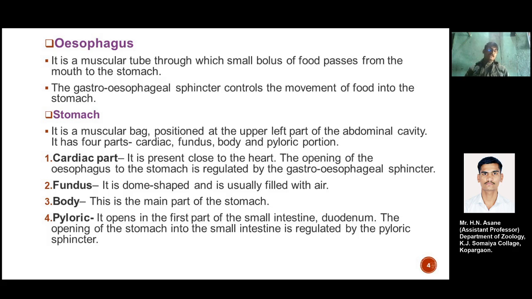Then there will be the lateral plexus of nerve fibers and ganglion cells. The plexus also occurs in the submucosal layer. So the muscularis externa will be the third layer of the alimentary canal.